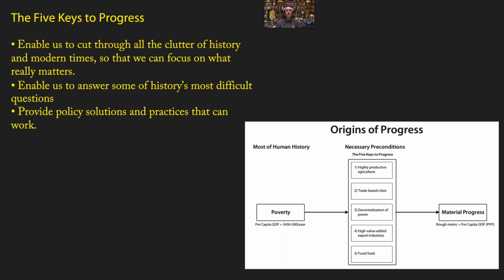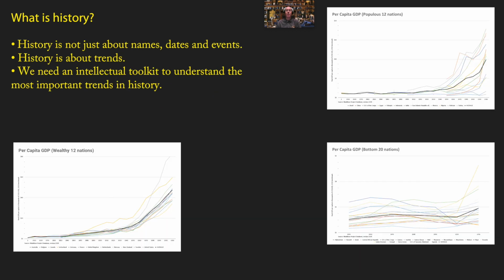I believe the 5 keys to progress enables us to cut through all the clutter of history and modern times so that we can focus on what really matters, and enables us to answer many of history's most difficult questions. So, what is history? Well, a lot of you from your high school history class were probably pretty bored because it focused on names, dates, and events, and it really consisted of memorizing a lot of things that really didn't make a lot of sense. I don't think that's really what history is about, even though that is how it's typically taught.